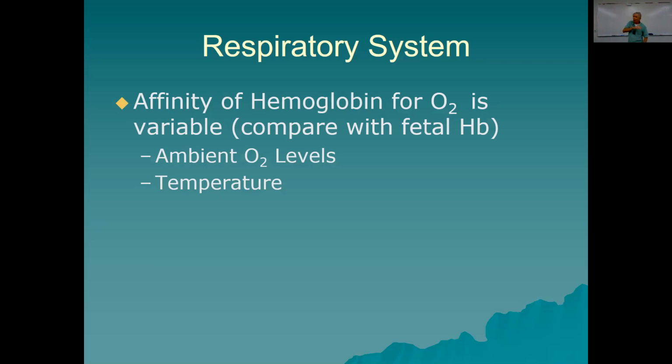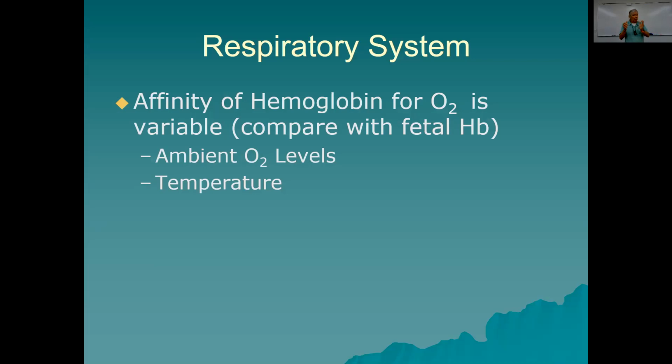The weaker the bond. Okay. Temperature has an effect. The higher the temperature, the weaker the bond of oxygen and hemoglobin. Does that make sense now for dumping oxygen in tissues?